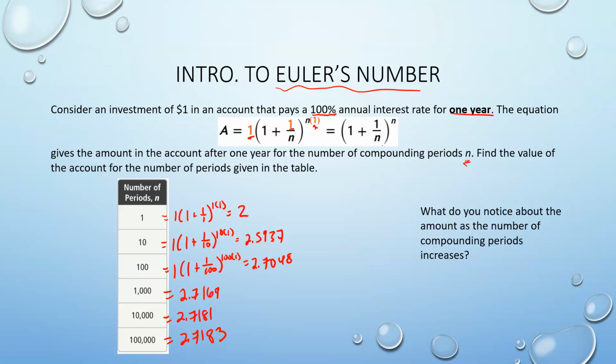Okay? So it really just wanted us to look at the pattern here, and it wanted us to notice about the amount as the number of compounding periods increases. Well, what I see is the n's are getting very, very big. But let's look, so as n keeps increasing, what's happening to our answers? Well, it went from 2 to 2.5937 to 2.70, 2.7169, 2.7181, 2.7183. What's crazy about this is it's not growing that much. The amount is not growing that much.